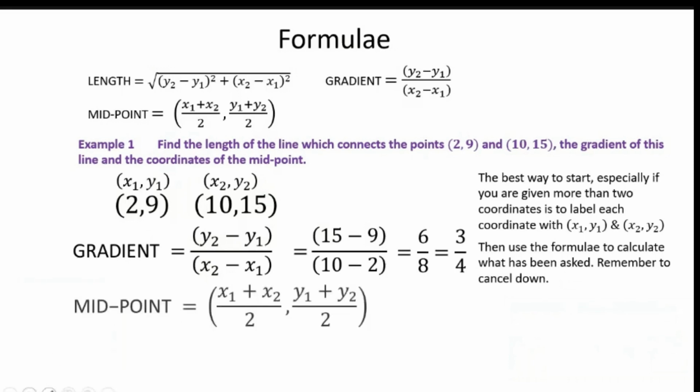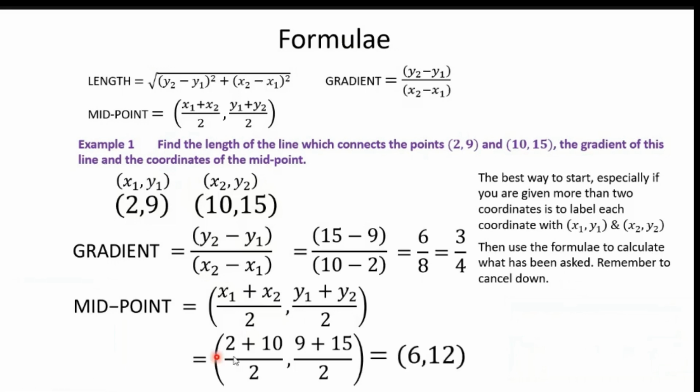Next, we'll look at the midpoint formula. We get the formula, and then we select the values that we want to substitute. So we're going to substitute x1 with 2, x2 with 10, y1 with 9, and y2 with 15. And we put the division over 2. What we really find here is the average of the x's and the average of the y's. So add them up and divide by 2. It's like when you add two grades and want to find your average.